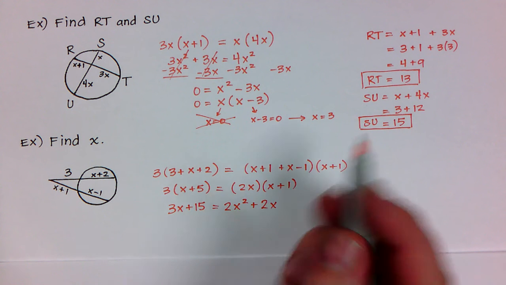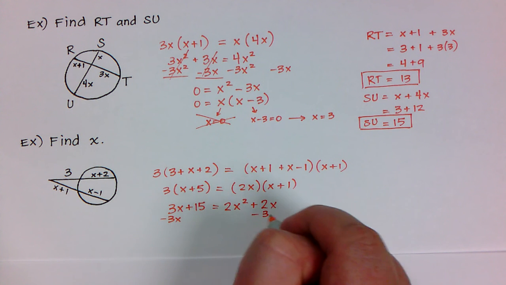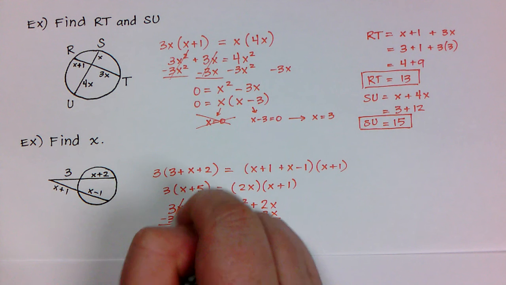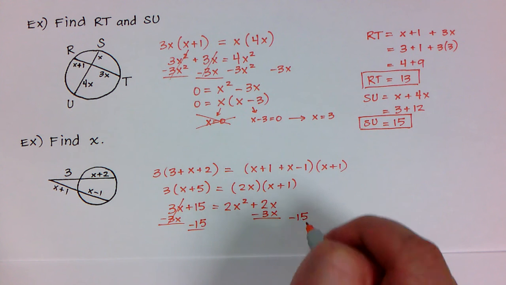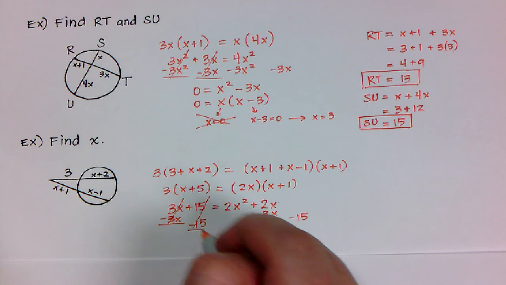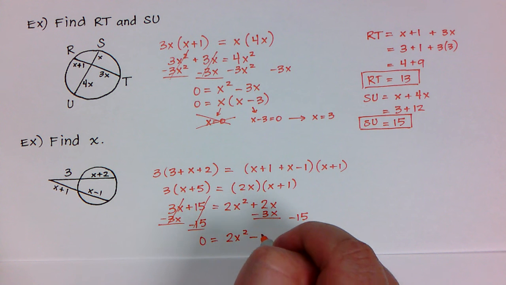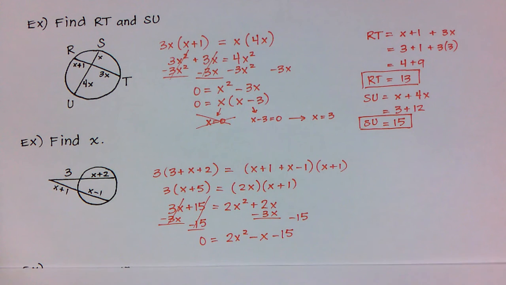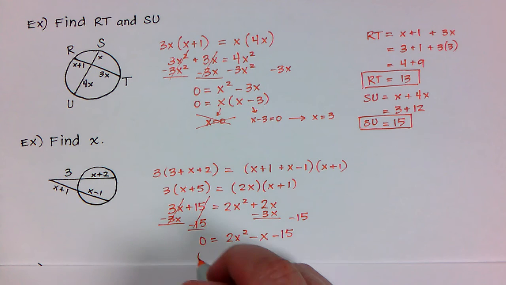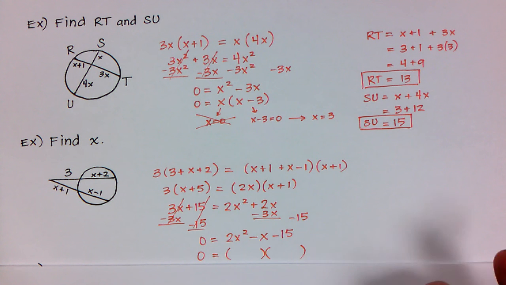So now we need to go back to factoring. Let's move everything to one side. So let's subtract the 3x. And let's subtract 15. So all this is 0 on one side, and I have 2x squared minus x minus 15. So this goes into factoring, which you might need to brush up on your knowledge of.